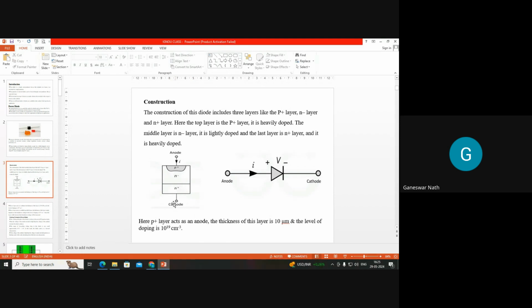And the thickness of this P plus layer is basically some micrometer order, like 10 micrometer, and the level of the doping is 10 to the power 19 concentration per centimeter cube. So this is the doping concentration which gets added to that of the P plus layer here.